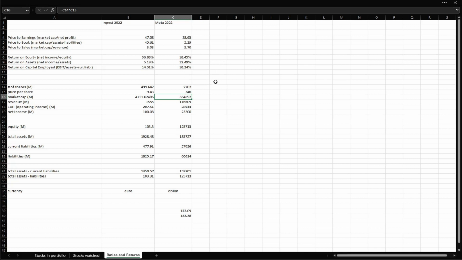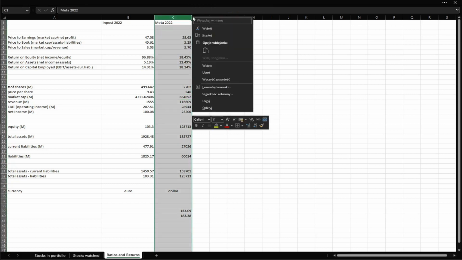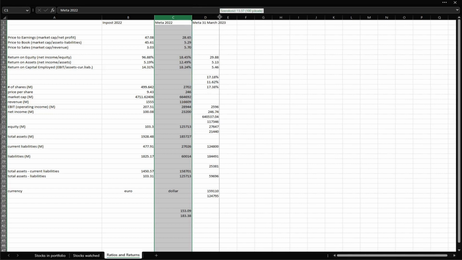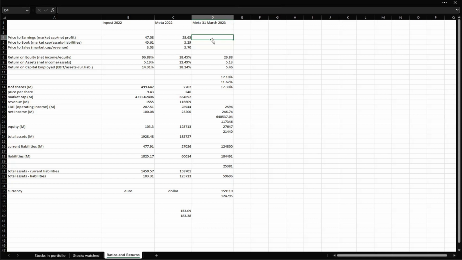And I've done the numbers for that quarter, and this is how it looks like. Let's just see the indicators as well.